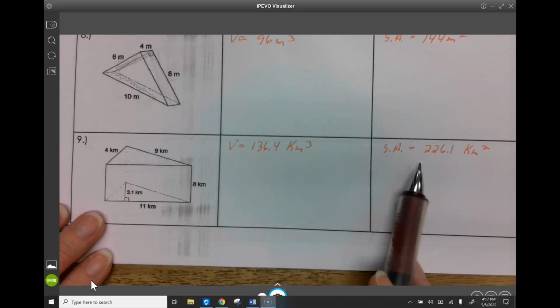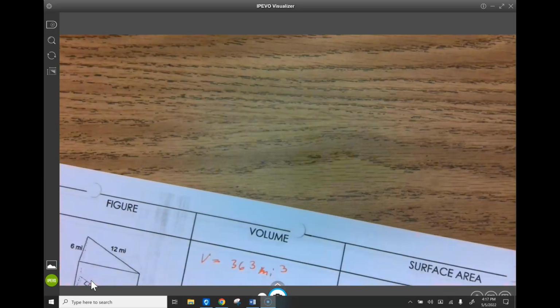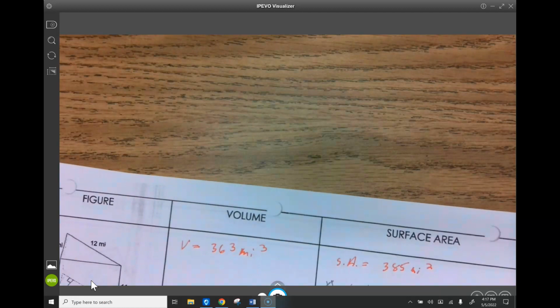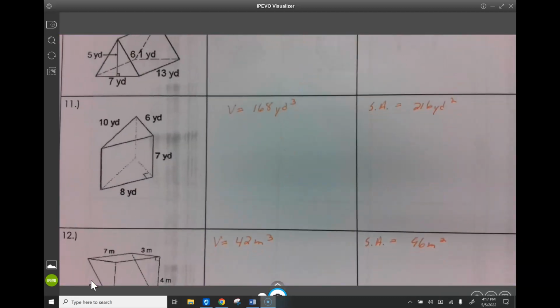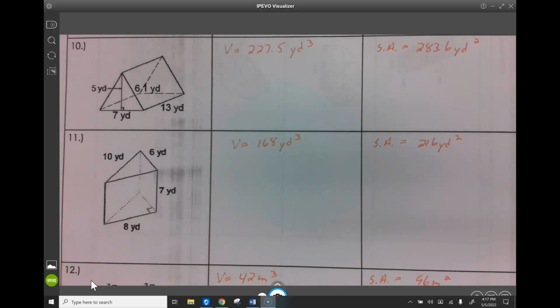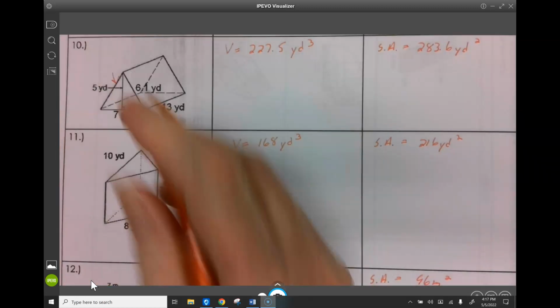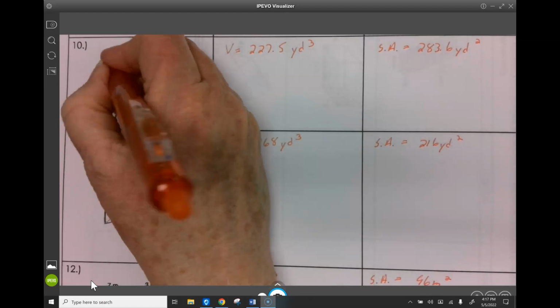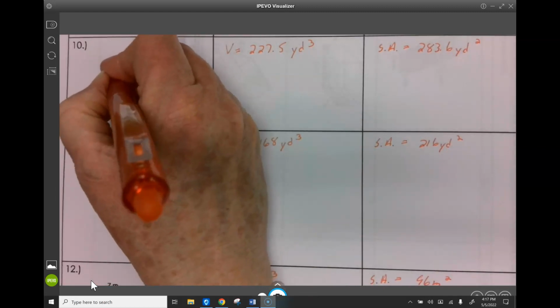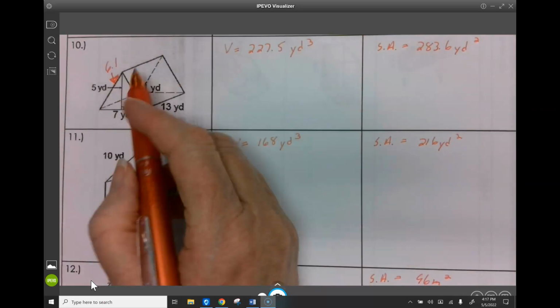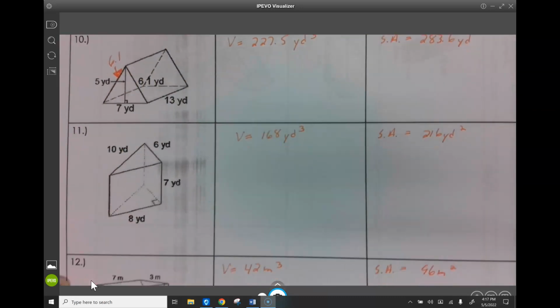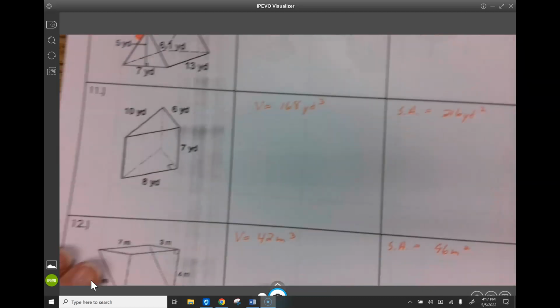Number 9. Number 10. And 11. And 12. And again, some of these are a little tricky. Oh, and I want to tell you on this one too, right here. This side right here, that side is also 6.1. So this side right here, that's also 6.1. You're going to need to know that for that back triangle back there. Okay, so there's your answers.